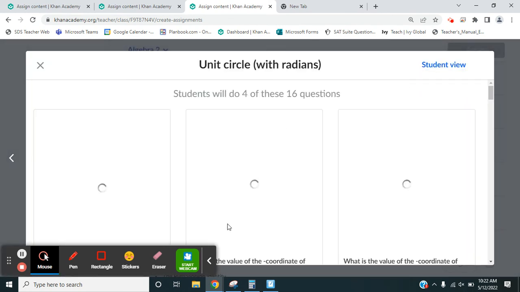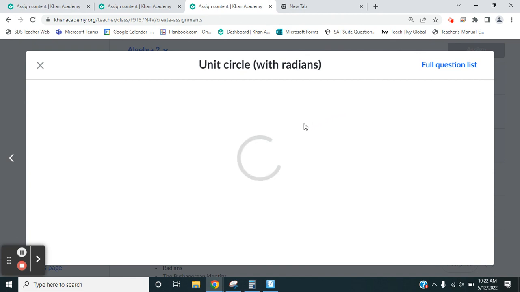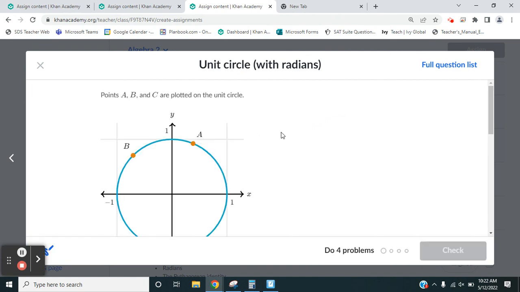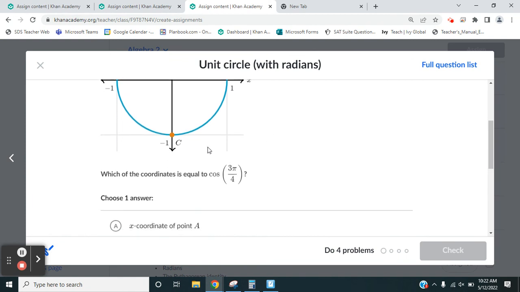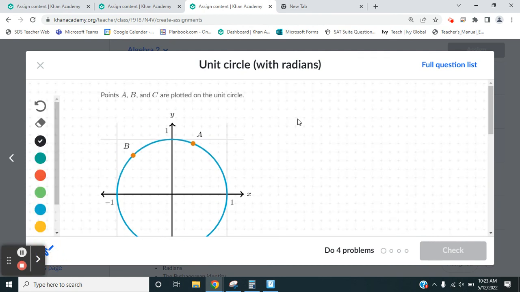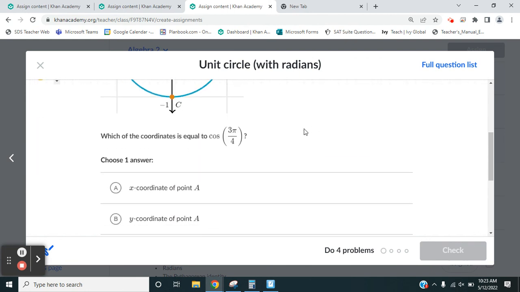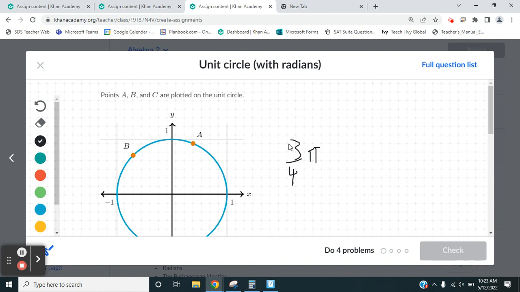So it's the same unit circle that we had before, but now it's in radians. So what you're going to have to do is convert. You might have to convert. For example, it says, which of the coordinates is equal to the cosine of 3 pi over 4? Well, you don't have the experience yet to know where 3 pi over 4 is. Here's what it means. It means that it's 3/4 of pi. Remember I said you could write the pi on the top or off to the side? Remember that?